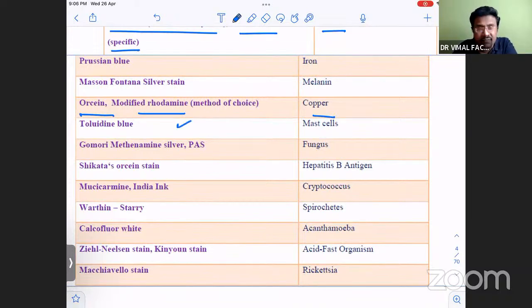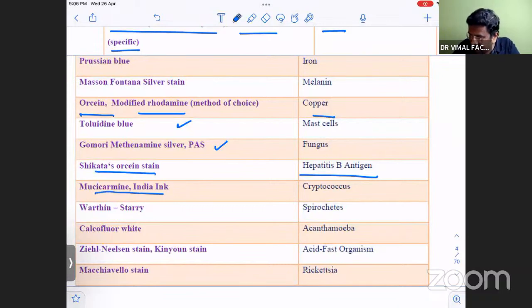Then toluidine blue for mast cells, which we have just seen, and GMS and PAS, as I told, are used for fungal elements. And Shikata orcein stain is for hepatitis B antigen, which is nothing but the ground glass hepatocytes you can see in chronic hepatitis B infection, which contain HBsAg particles that can be highlighted by this Shikata orcein stain. So the ground glass hepatocytes seen in chronic hepatitis B are also called Shikata cells.